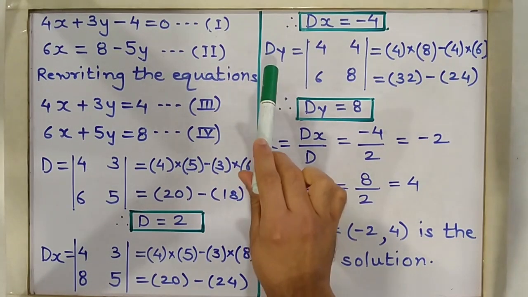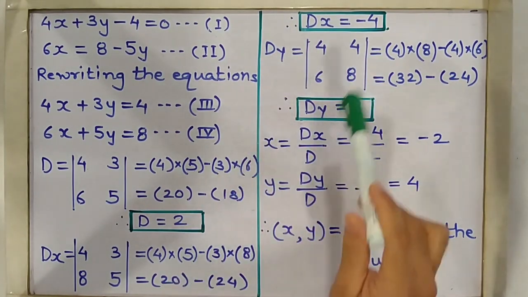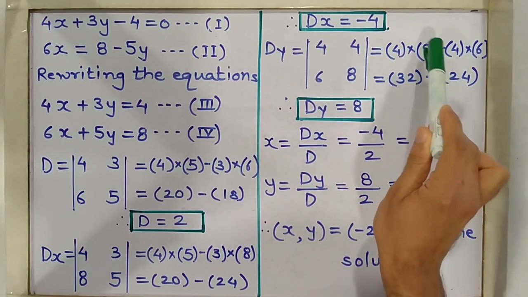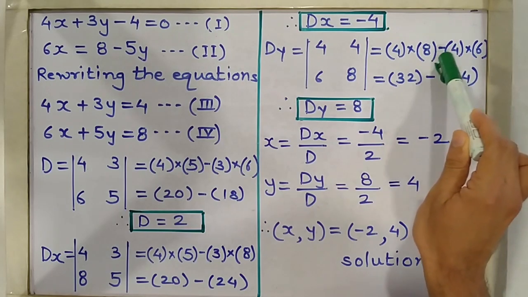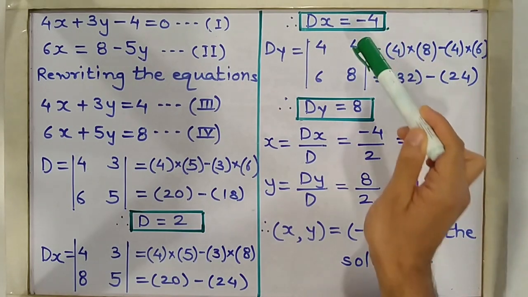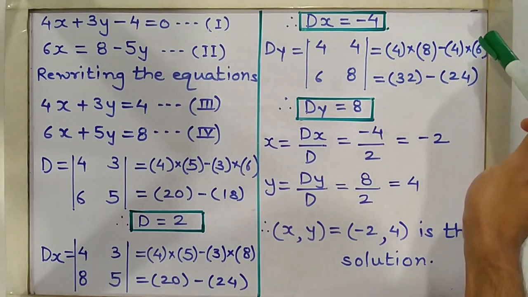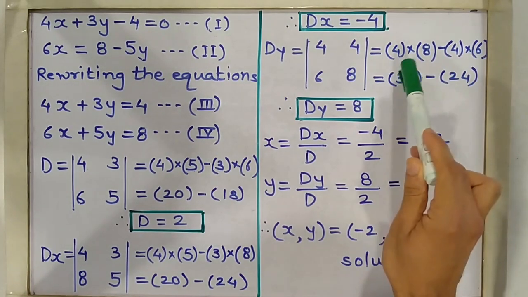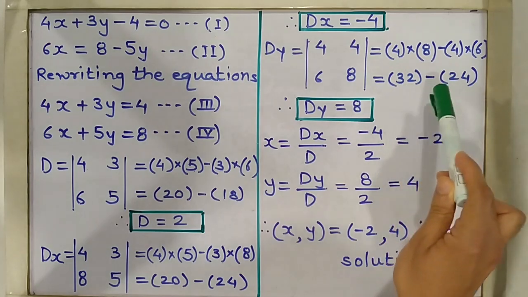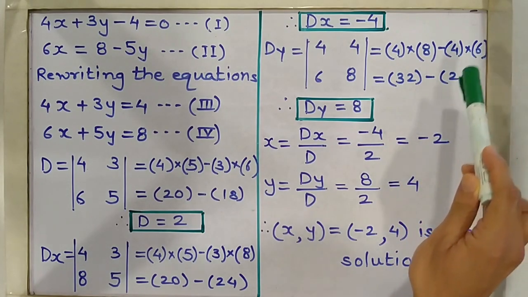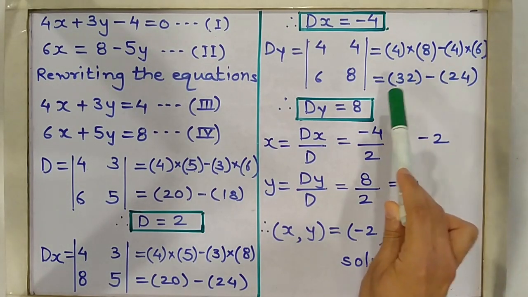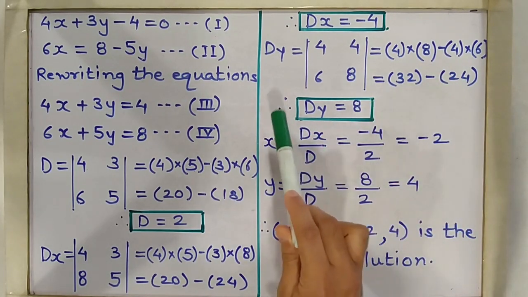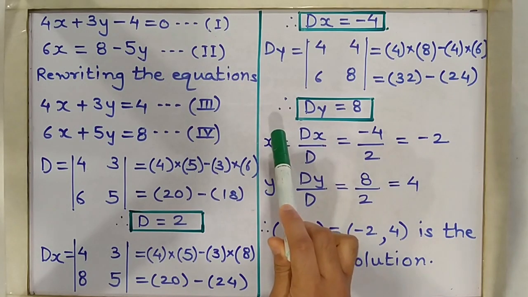Then we will find the value of dy, which is equal to 4 multiplied by 8 minus 4 multiplied by 6. 4 multiplied by 8 is 32 minus 4 multiplied by 6 is 24. 32 minus 24 will give you 8. So value of dy is 8.